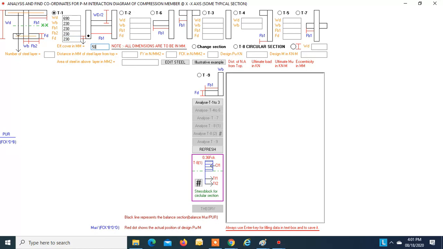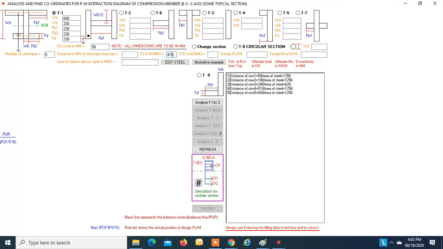Effective cover is 50. Number of steel layers are 5. The first layer is at 50 mm, and the area of steel in that layer is 1256 mm square. Second layer is at 180 mm, area of steel is 1256. Third layer is at 345, area of steel is 628. Fourth layer is at 510, area of steel is 1256. And the last layer is at 640, and the area of steel is 1256.